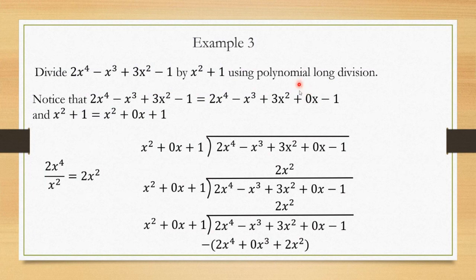Hope that makes sense. For x squared plus 1, notice we're missing the x term. We're putting it in with a coefficient of 0. That's what we're doing here. And now we divide. Remember, this here is our dividend. This is our divisor. And what you want to do is divide leading terms.